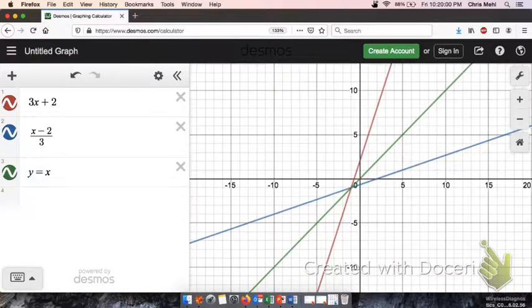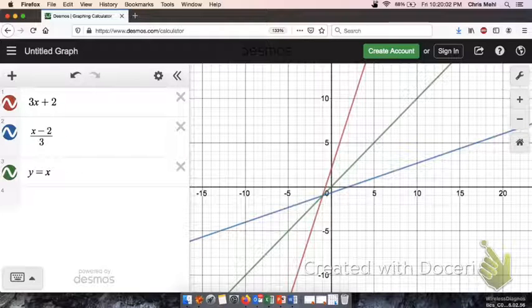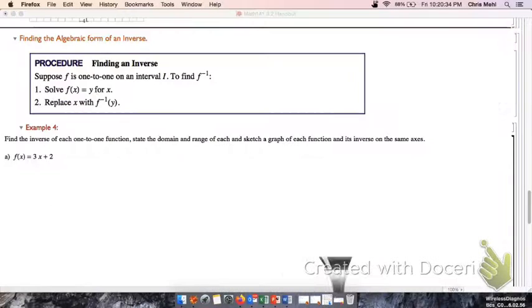If you look at the original function 3x plus 2, that's the red graph. And I look at its inverse, which is, in terms of x, (x minus 2) over 3. And then I've also plotted the graph of the equation y equals x. And I think you can convince yourself that the blue graph is obtained from the red graph by reflecting over that line y equals x. So I just wanted to show you the graphical connection between a function and its inverse. Okay, so back to the handout.